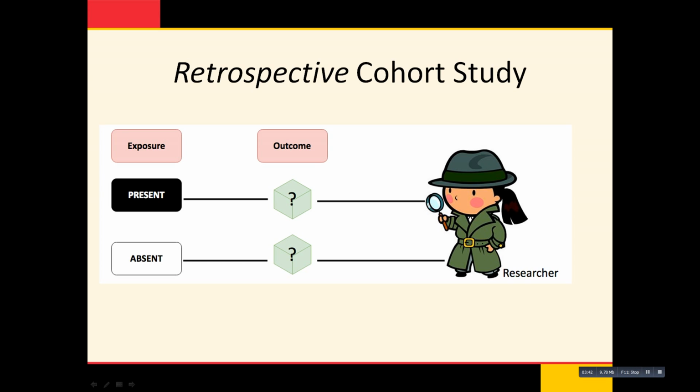And a note here is whenever you're talking about studies and differentiating between retrospective and prospective, it's important to not just talk about a prospective study, but a prospective cohort study or a retrospective cohort study. So it's important that when you're defining the types of studies, you use the full name of the study, retrospective cohort study or prospective cohort study.